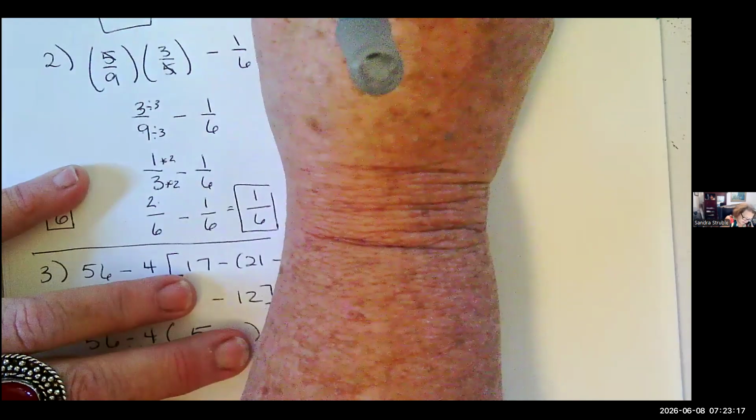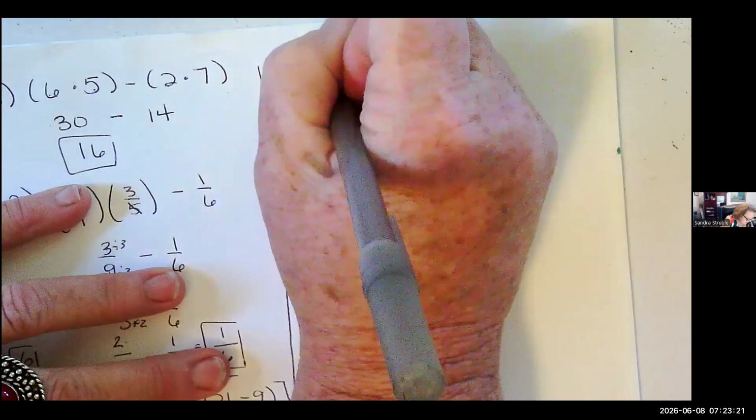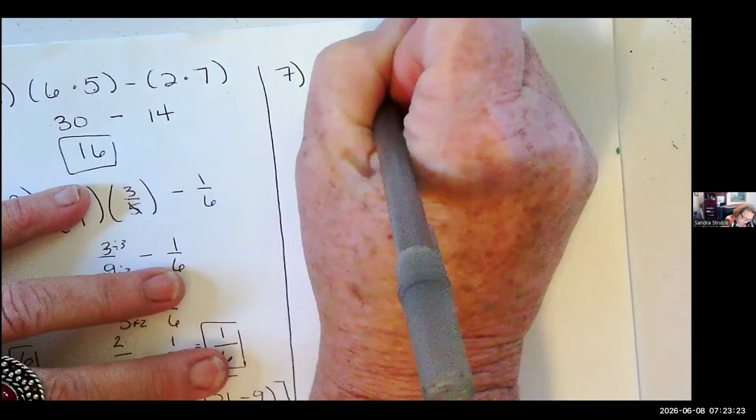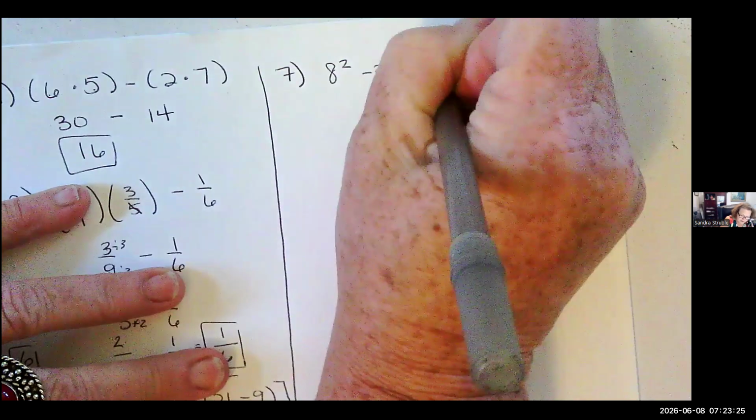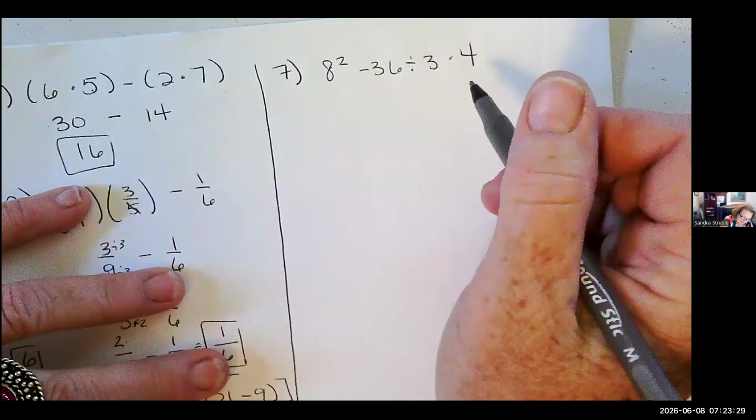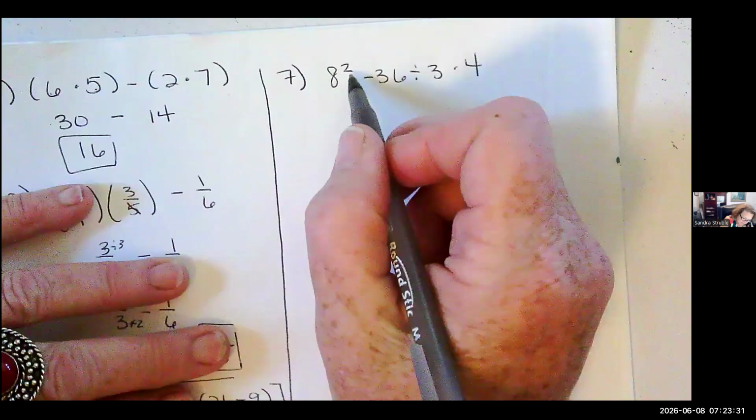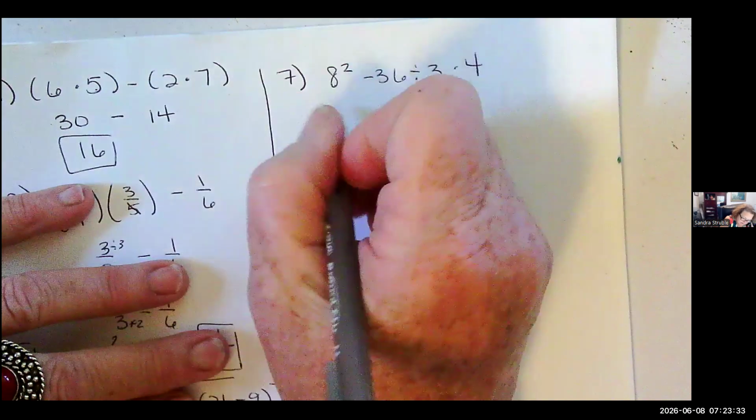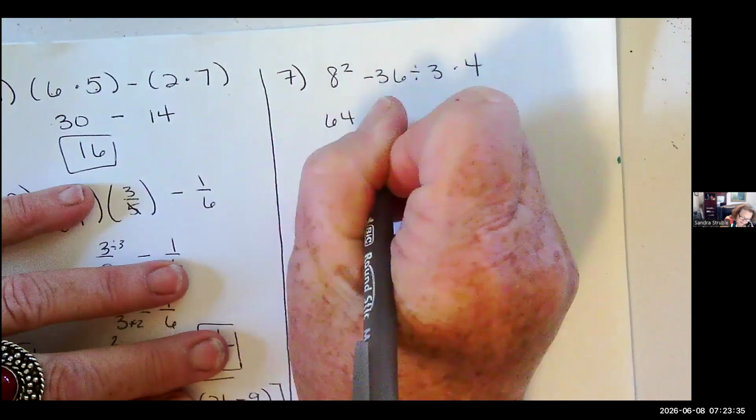All right, 8 squared minus 36 divided by 3 times 4. Order of operations, we don't have any parentheses, so next thing is exponent. 8 squared is 8 times 8, which is 64. I'm just going to bring everything else down. I'm going to follow the order of operations.